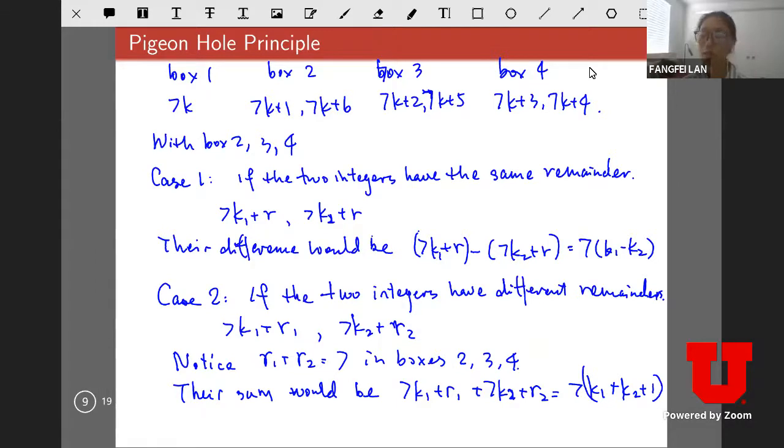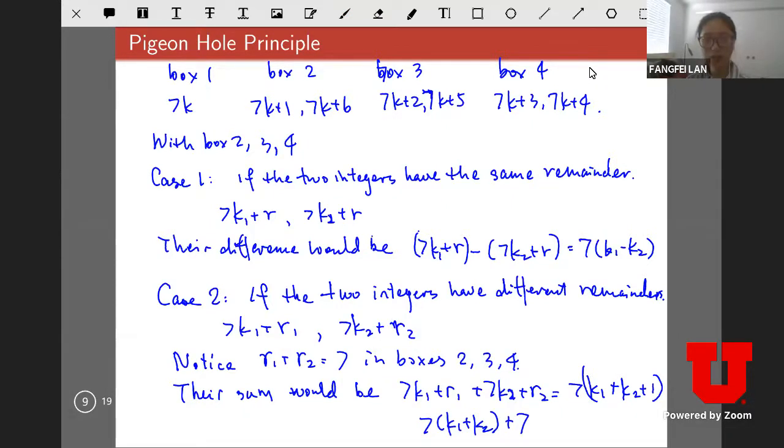So on a quiz, I would suggest how about writing R2 as 7 minus R1? Sure, you can do that. Either way, you're just trying to show that when the remainders are different in each of these boxes, the remainders add up to 7. So then you can get something that looks like 7 times k1 plus k2 plus 1. That's what you want.